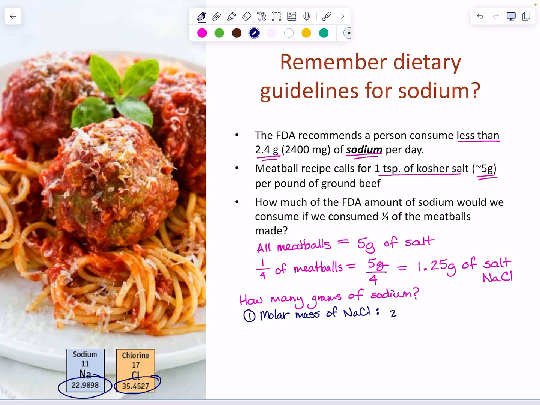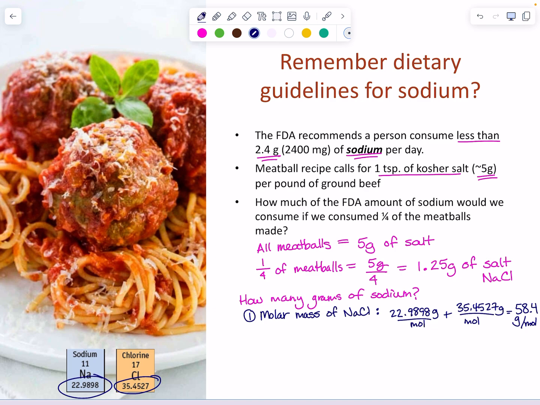So I've got 22.9898 grams per mole plus 35.4527 grams per mole. So 22.9898 plus 35.4527. All right, so that's 58.4 grams per mole. Okay?